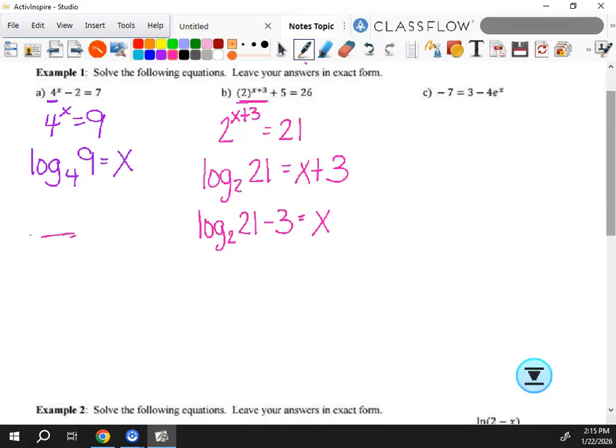No, I don't either. I could think about it a little bit and maybe guess, but it doesn't matter. I would take the log and then I would subtract 3. So you cannot subtract the 21 and the 3. Okay, we okay with that?